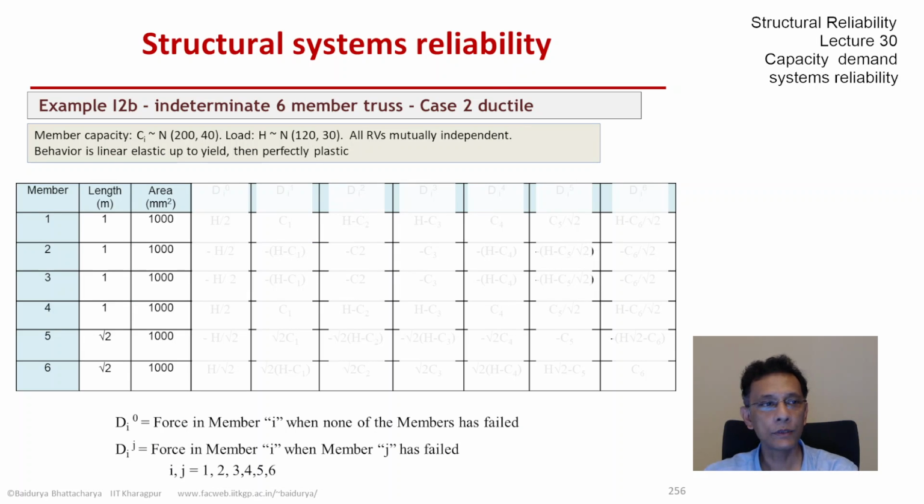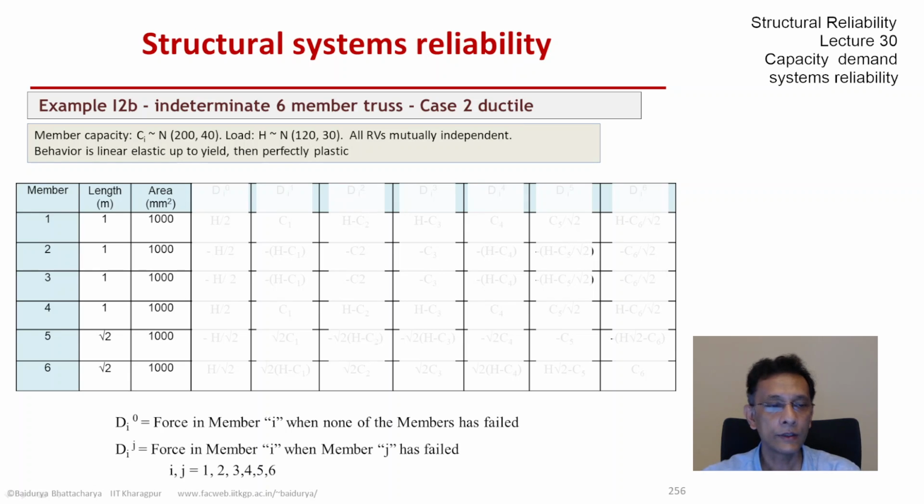So we come to example I2B, our 6-member indeterminate truss with ductile member behavior. So all the properties are the same as case I2A, when the members were brittle in nature, but because of the ductile nature, this load table is going to look substantially different.